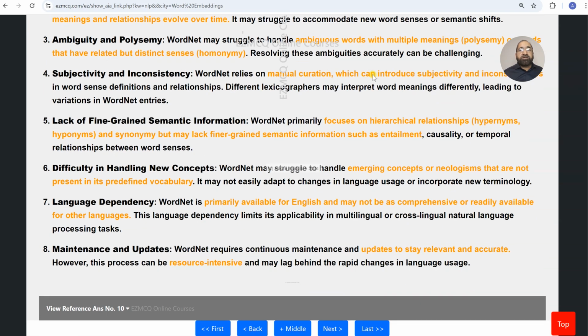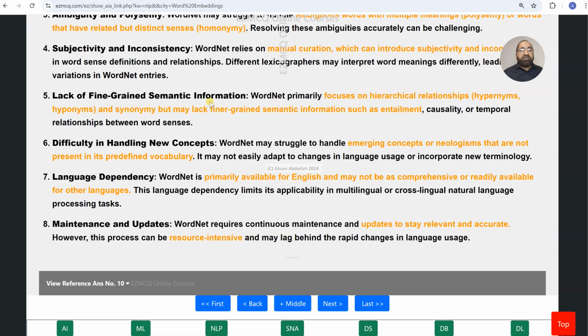Subjectivity: because it is maintained by humans, different people have their own understanding, backgrounds and cultures. Fine-grained semantic information: it lacks finer-grained semantics such as entailment, causality, and temporal relationships, the relationships which are based upon time. Difficulty in handling new concepts, emerging concepts, neologisms. What is this? Just go to the main page and in the yellow box type it. Language dependency: it is primarily for English, and limited for other languages. And the maintenance and updates to keep up with changes are not very frequent.